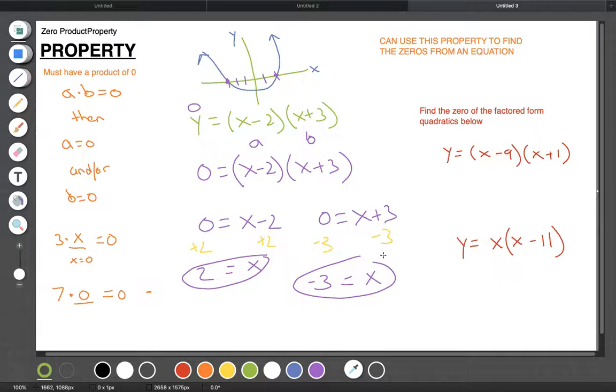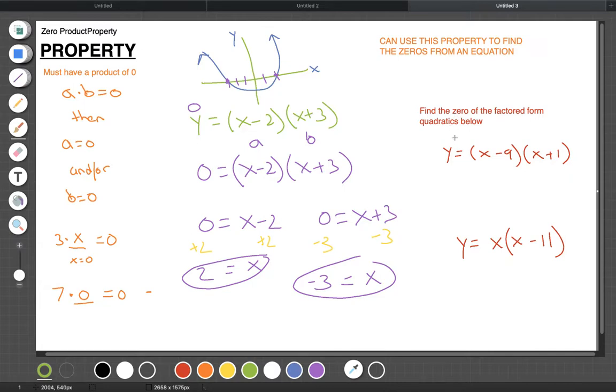All right, so we're going to find the zeros of the factored form quadratics below. We have two examples. So we're going to go through this pretty quick because I want to show you how easy this actually is. It seemed like a whole lot you had to remember, but I was really just explaining why we use this. But to actually use it, it's very easy.